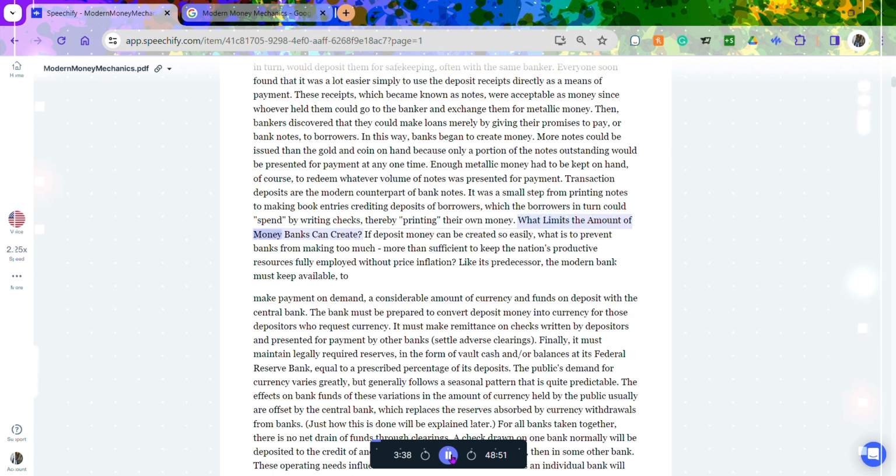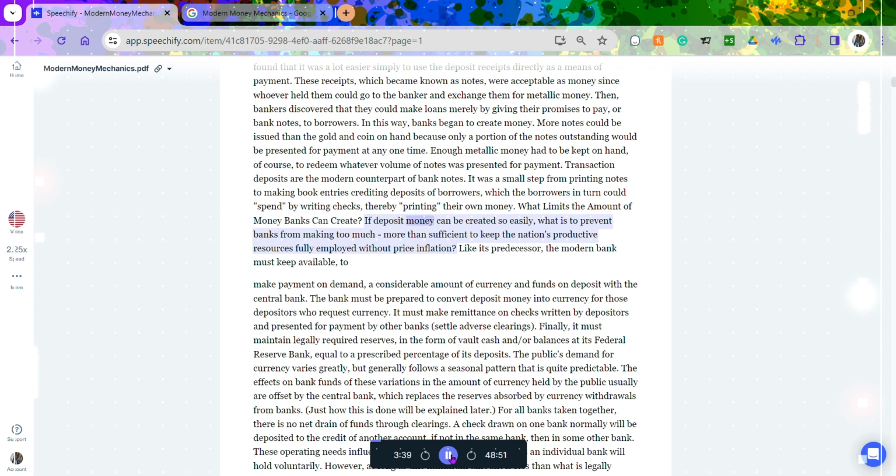What limits the amount of money banks can create? If deposit money can be created so easily, what is to prevent banks from making too much, more than sufficient to keep the nation's productive resources fully employed without price inflation?